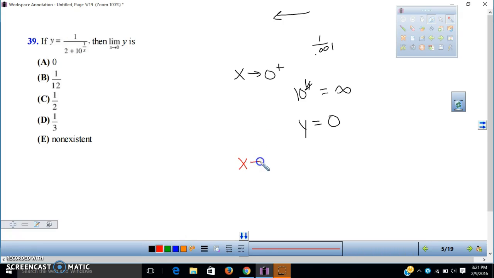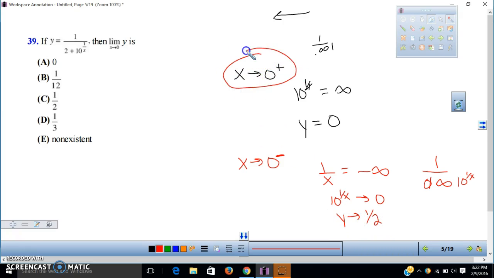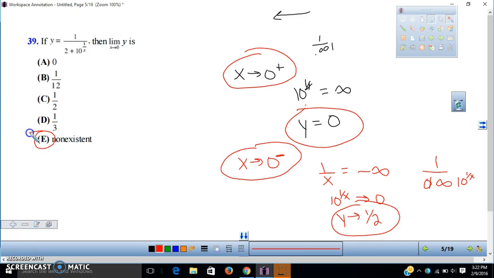Now, as my x approaches 0 from the negative side, 1 over x is going to go to negative infinity because it's going to get really big on the negative side. So 10 to the 1 over x is going to go to 0 because you're ending up with 10 to a negative power, so you get 1 over 10 to the 1 over x, right? So that's 0. Now if that goes to 0, then y goes to 1/2. So your right-hand limit does not equal your left-hand limit. Because of that, it does not exist.